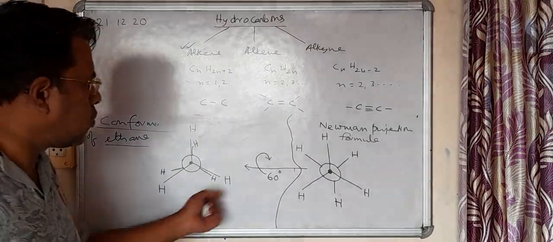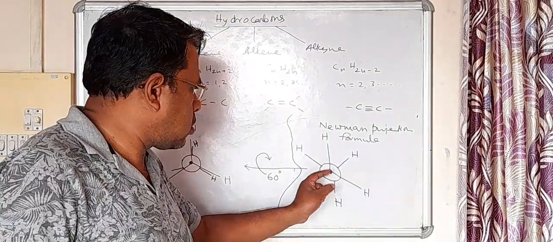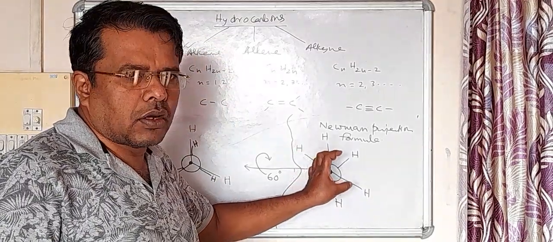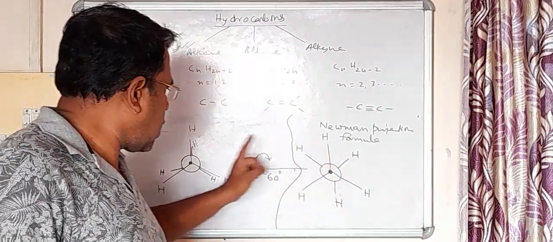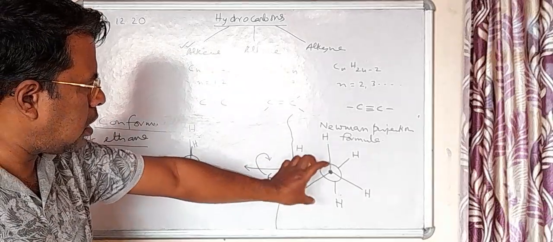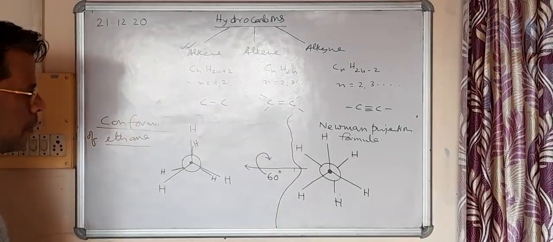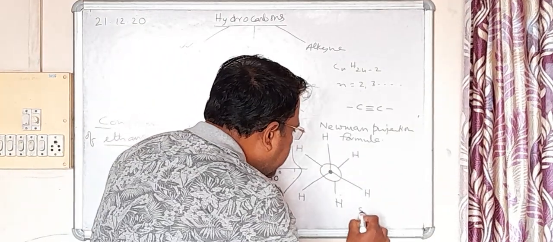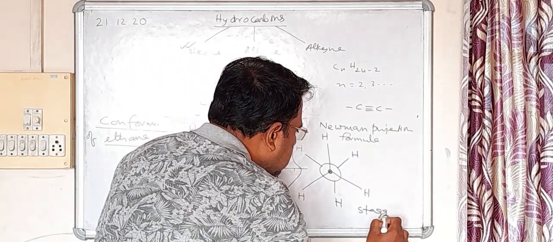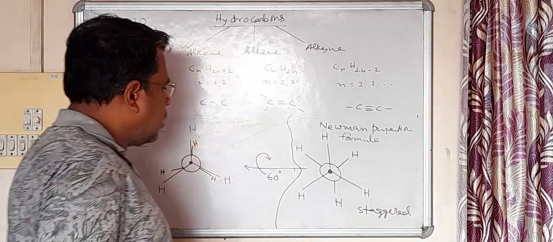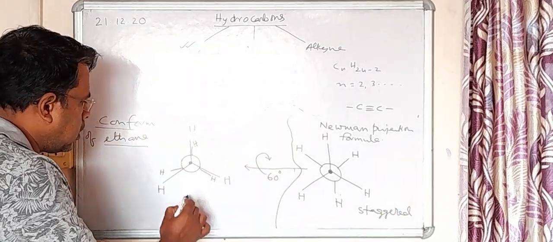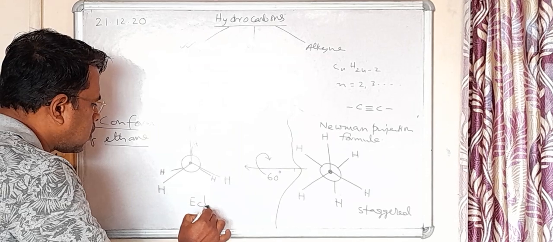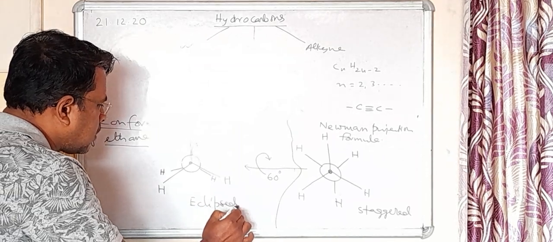Okay. Now we see we have got two conformers. One is this and one is this. Now these forms have got names. This form of ethane is called staggered ethane, and this form of ethane is called eclipsed ethane.